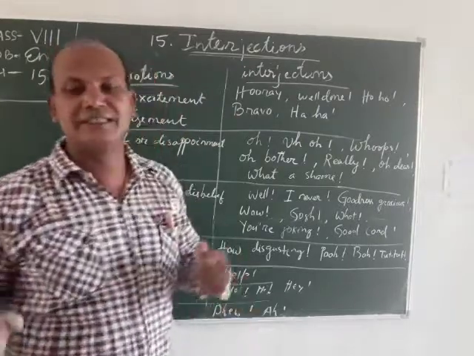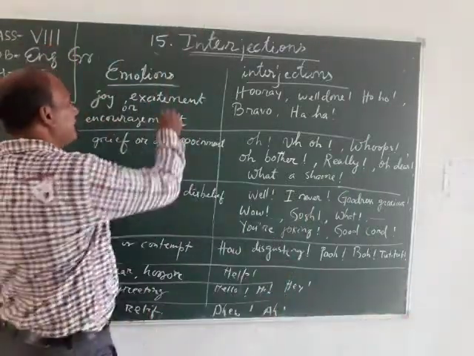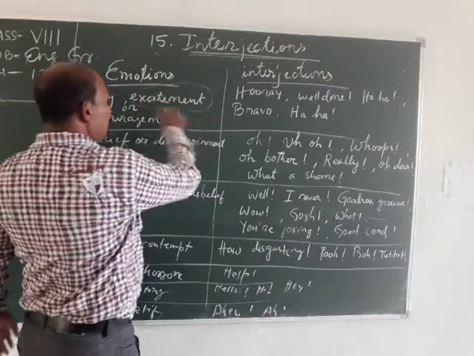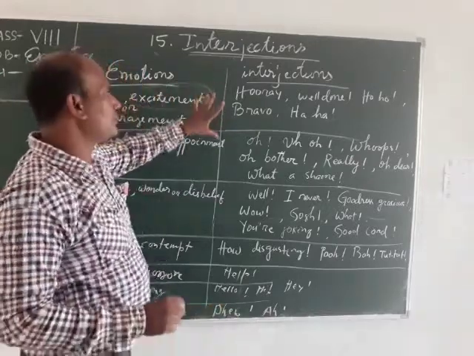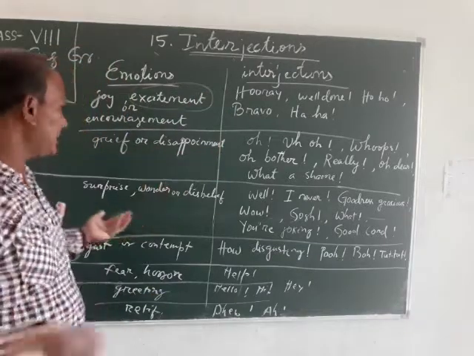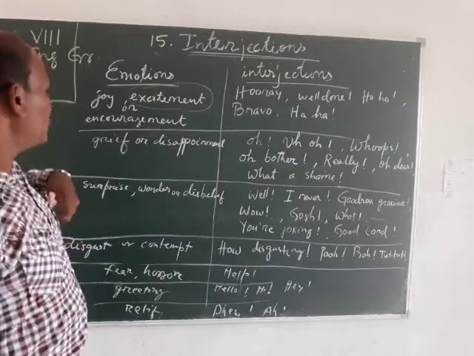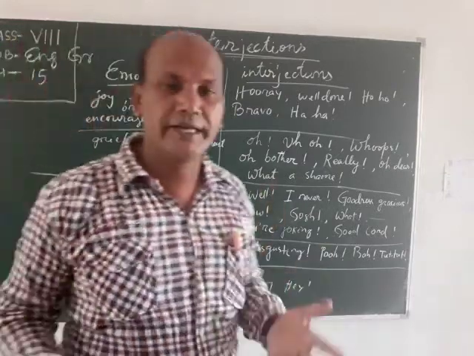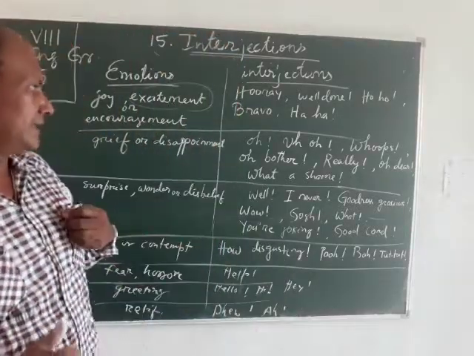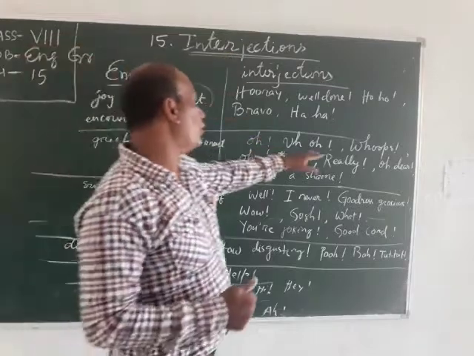Ha ha is one of the excitement expressions. Suppose the program is very interesting, we laugh and say ha ha. This is the expression of excitement. So it's clear, different emotions you produce according to your situation. Next one, grief or disappointment. Grief means a lot of pain, a lot of sorrow, and many feelings come. So at that time you say oh, oh, oh, oh.